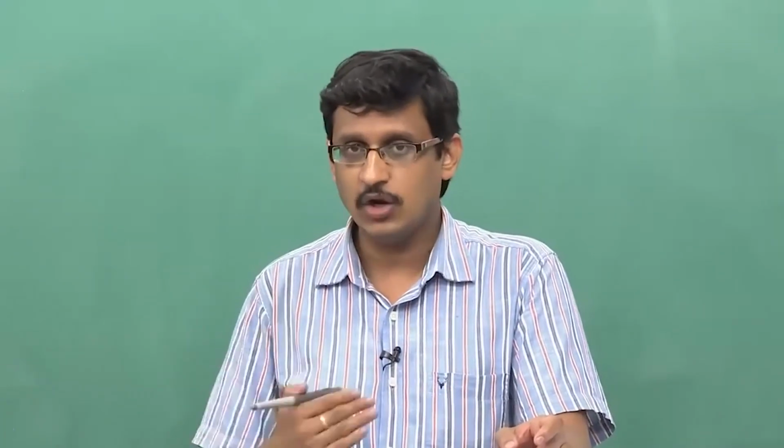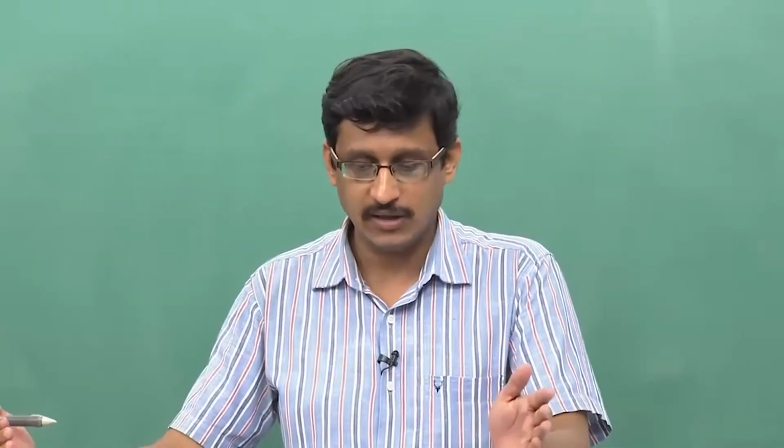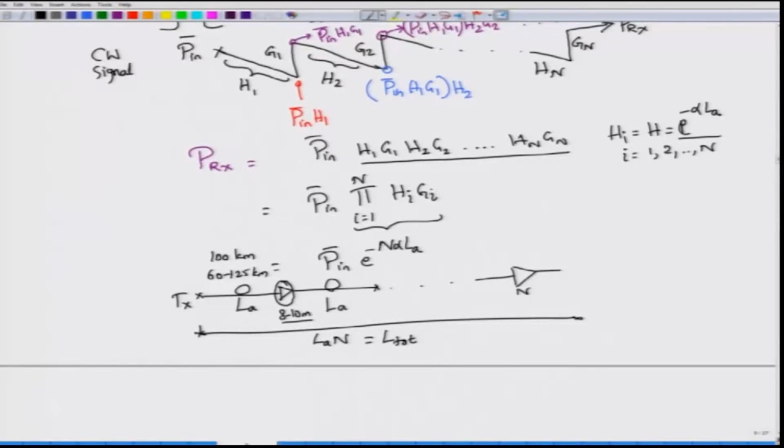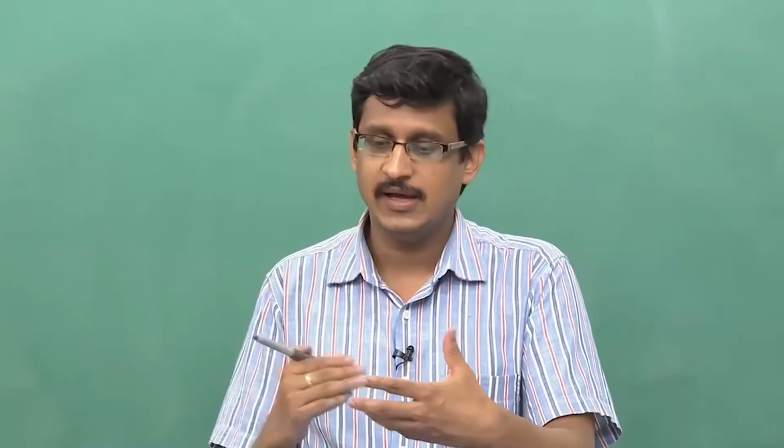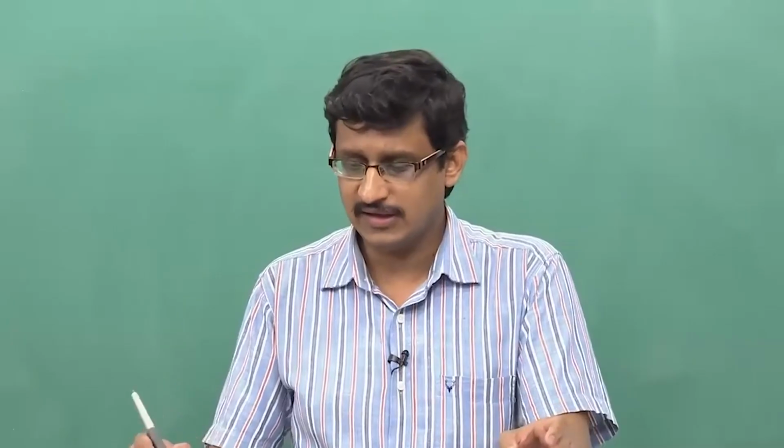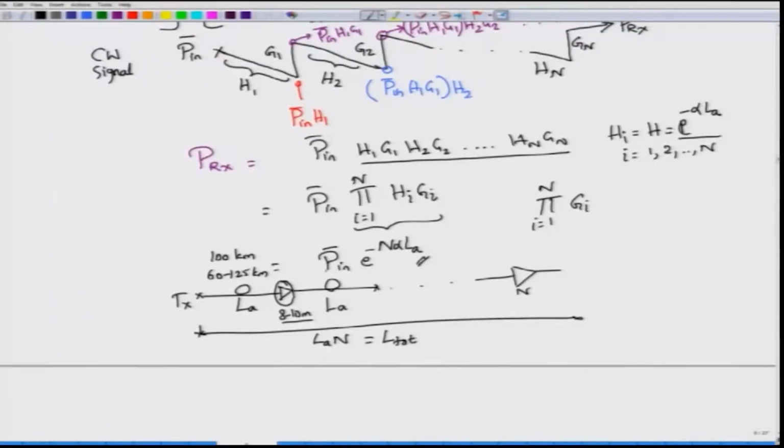And the total loss over that total length L total is given by e to the power minus n alpha LA. This factor we have obtained. What about this factor Gi? In principle, as I said, it is possible to have various values of this Gi. So you can make the Gi values of one stage be different from the other stage in an overall effort of either increasing the power beyond this P in bar, which is what would be at the transmitter side, or you can reduce the power. Of course, you would not normally reduce the power.